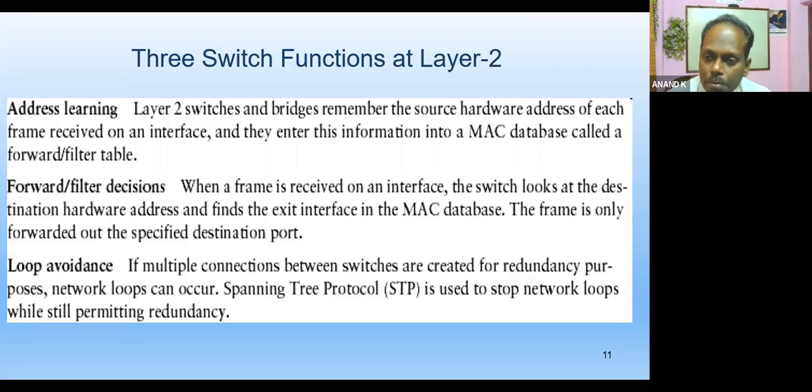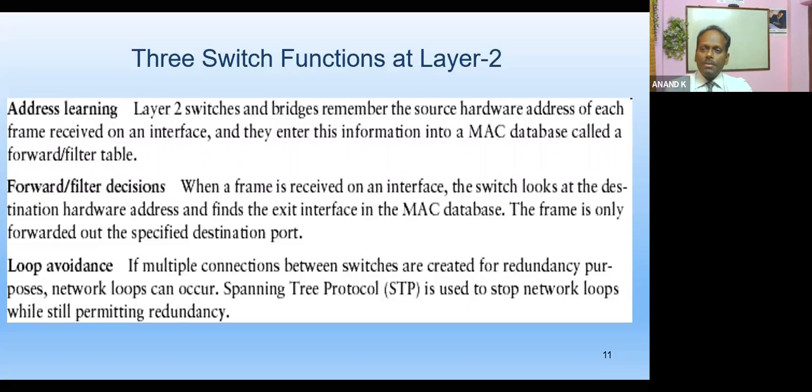The second most important thing is forward and filter. As needed, the data packets or frames are forwarded to the next system, or it may be to another switch within the network. Otherwise, if it is not found, it will filter it. Filtering means separation. The right word for filtering is separation. It will keep it isolated, so that you will not be disturbed by others. The same thing here also. And the third one is loop avoidance.